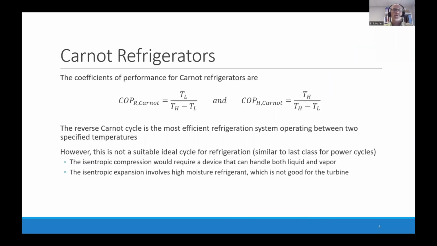For this reverse Carnot cycle, the coefficients of performance are given by COPR equals TL over TH minus TL for the refrigerators. And remember that the temperatures must be absolute. While for heat pumps, it is COPH equals TH over TH minus TL. As usual, the reverse Carnot cycle is the most efficient system for either refrigerators or heat pumps.